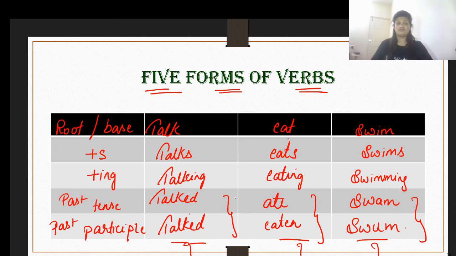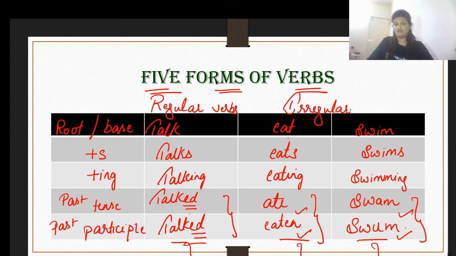Well, this gives us the understanding that the verbs which have similar past tense and past participle are referred to as regular verbs, and when the verbs have different past tense and different past participle like these, we call them irregular verbs.